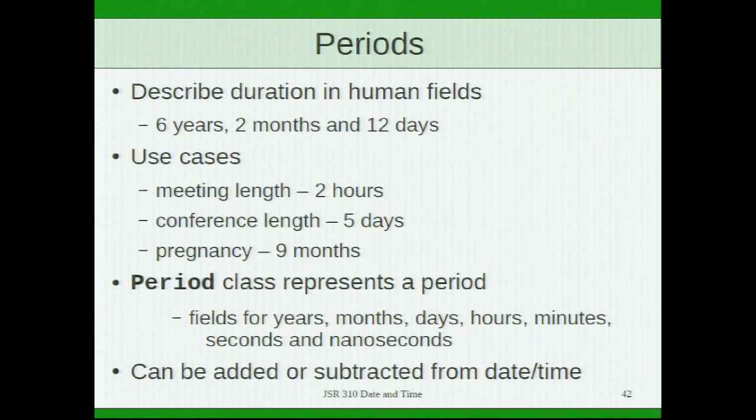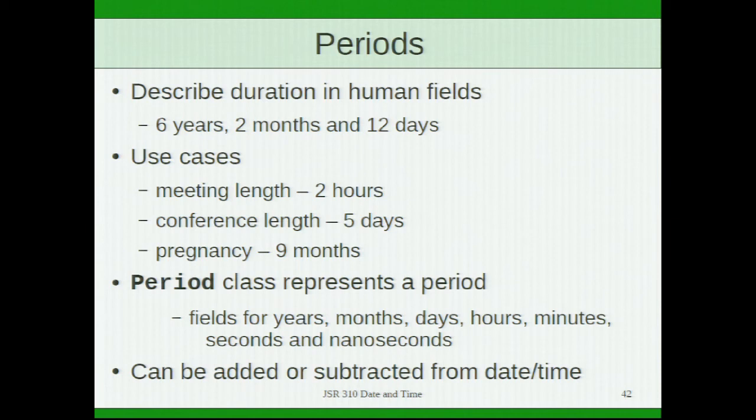And the difference really shows up only in a few places, when there are time zone differences or daylight saving time changes, where you're not really representing a length of time, but the distance between two clock readings. You look at the clock twice and it has a certain difference. So the period class will be able to represent these differences in terms of the number of years, months, days, hours, minutes, seconds, and nanoseconds. And those periods can be added to or subtracted from the time and date classes.